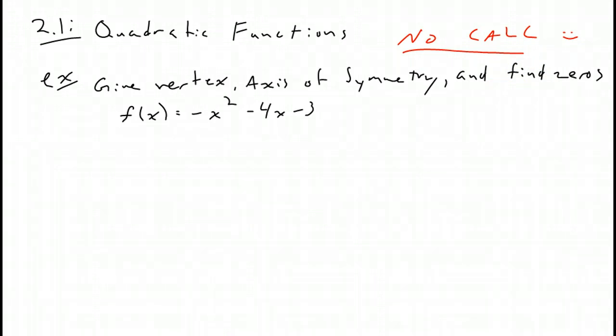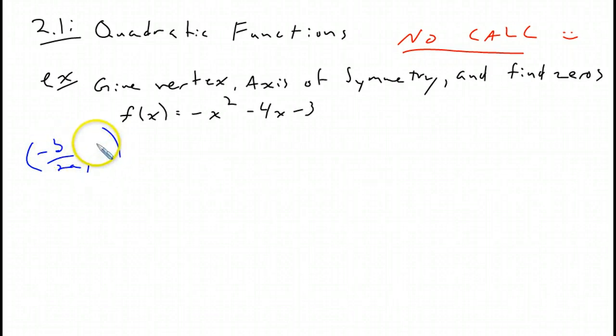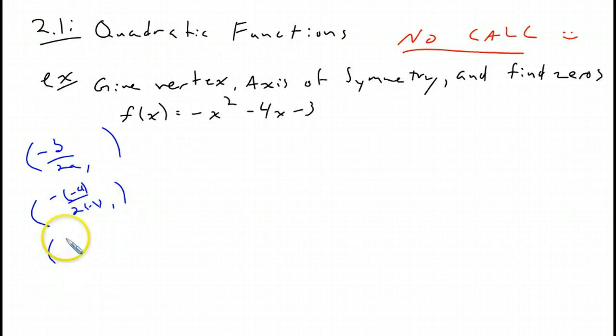Because for the vertex, since we're in general form, you can use your negative b over 2a and f of that. Don't freak out about the f of that part. f of negative b over 2a just means what's the y when x is negative b over 2a. So b is negative 4, so I have negative negative 4 over 2 times a, which is negative 1. So then I have positive 4 over negative 2, which is negative 2.